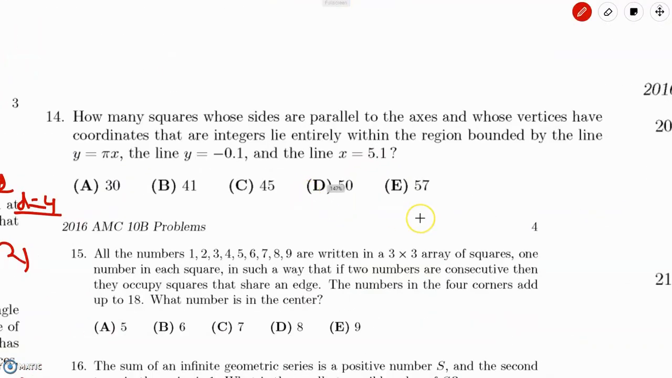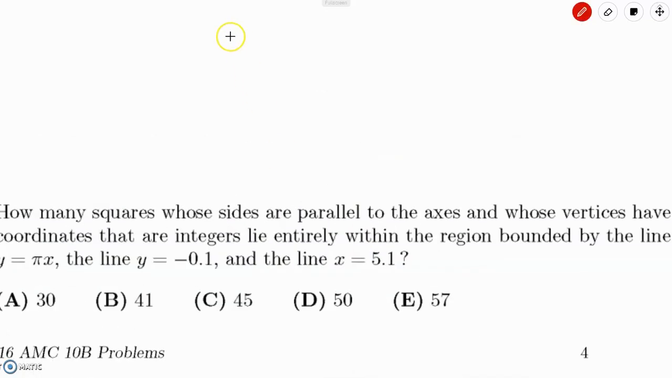Number 14. How many squares whose sides are parallel to the axes and whose vertices have coordinates that are integers lie entirely within the region bounded by the line y equals pi x, the line y equals negative 0.1, and the line x equals 5.1? So this is a pretty involved problem, and we'll probably have to create a sketch of the graph first.